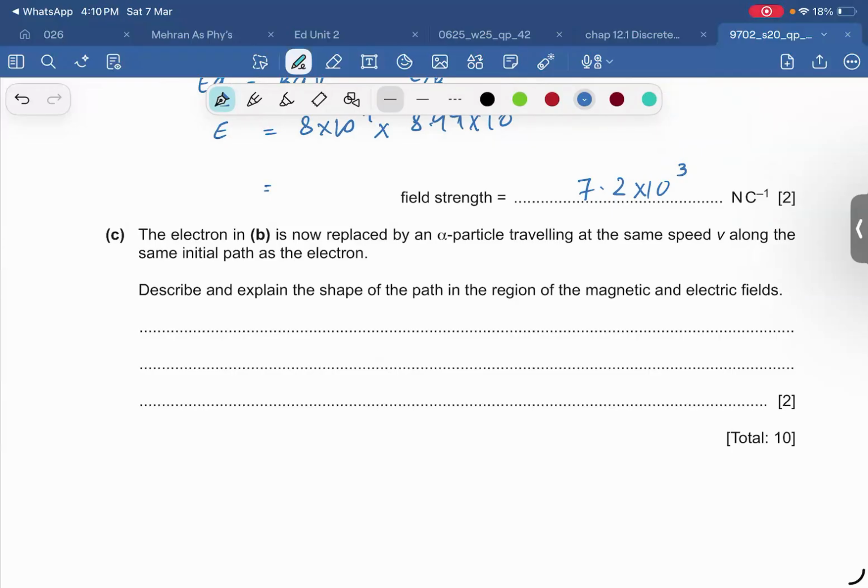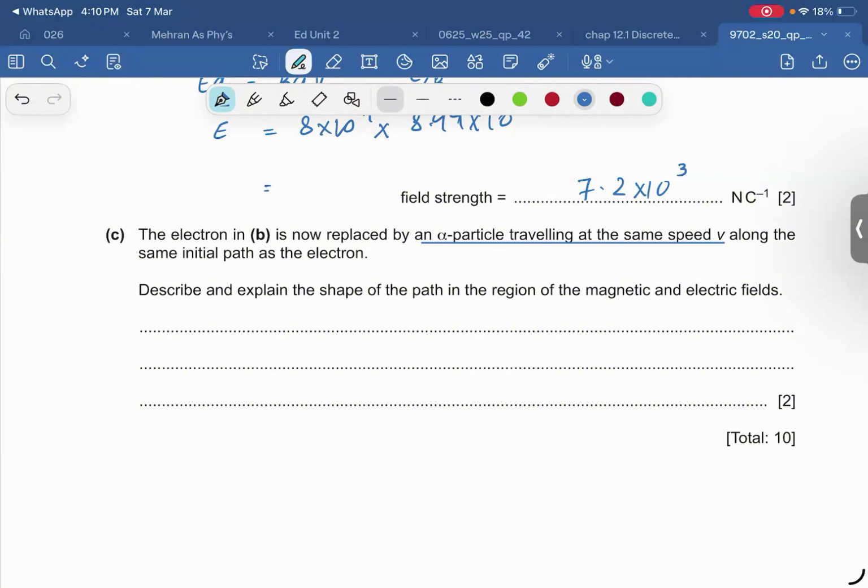The electron in B is now replaced by an alpha particle traveling at the same speed v along the same initial path as the electron. Describe and explain the shape of the path in the region of the magnetic and electric field. Traveling with the same speed, this is very important.